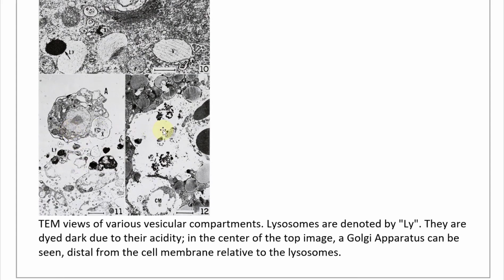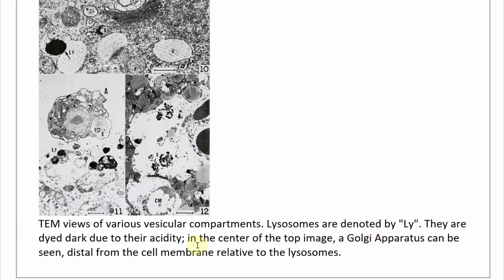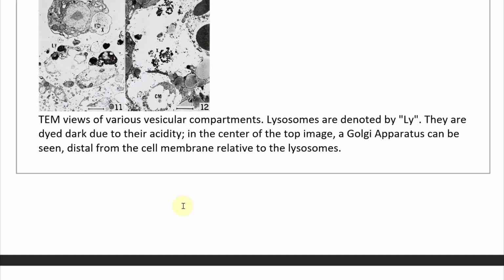Yeah, so the other ones, where could they be? So this is LY. I'll have to zoom in to see where we could find one over here. I can't see one there, but this one here on the left side is an LY, and then in the top they are dyed dark blue. So in the center of the top image is the Golgi, and this is distal from the cell membrane relative to the lysosome.